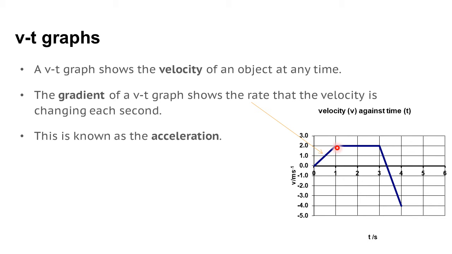So this has a positive acceleration, this has a zero acceleration because there's no gradient, and this has a negative acceleration. One thing to note, which we'll look at a little bit more in the next and last lesson on graphs, is that at this point here the velocity is zero, but there is still a gradient.